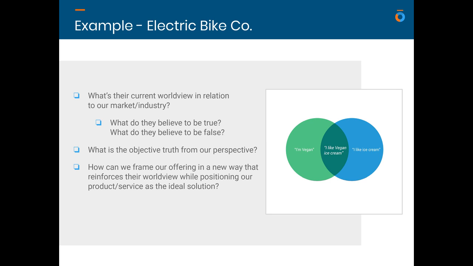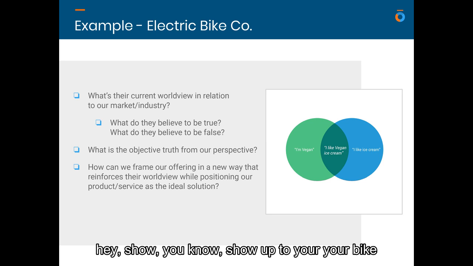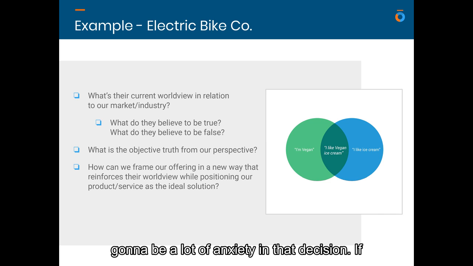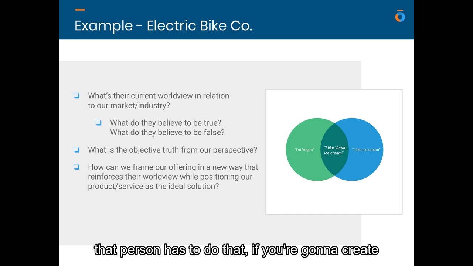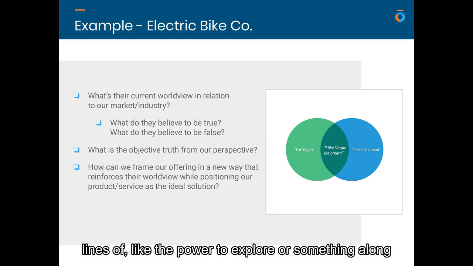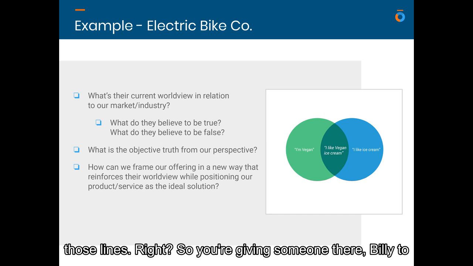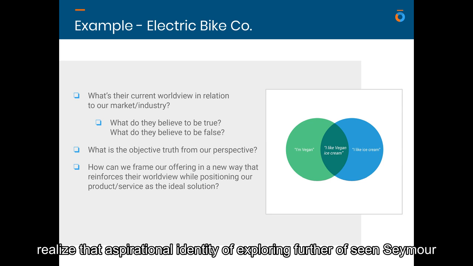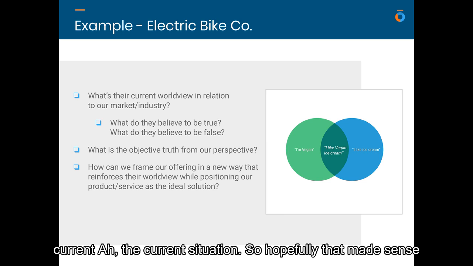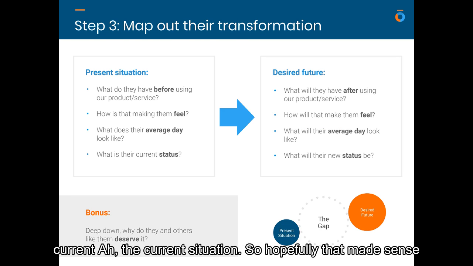So you're not going to have a marketing campaign that tells people, hey, show up to your bike club with the coolest bike on the block, because there's going to be a lot of anxiety in that decision. If you're going to create a campaign, I would think about it more along the lines of the power to explore or something along those lines, right? So you're giving someone the ability to realize that aspirational identity of exploring further, of seeing more with their bike, versus inhibiting or discounting their current situation. So hopefully that made sense.